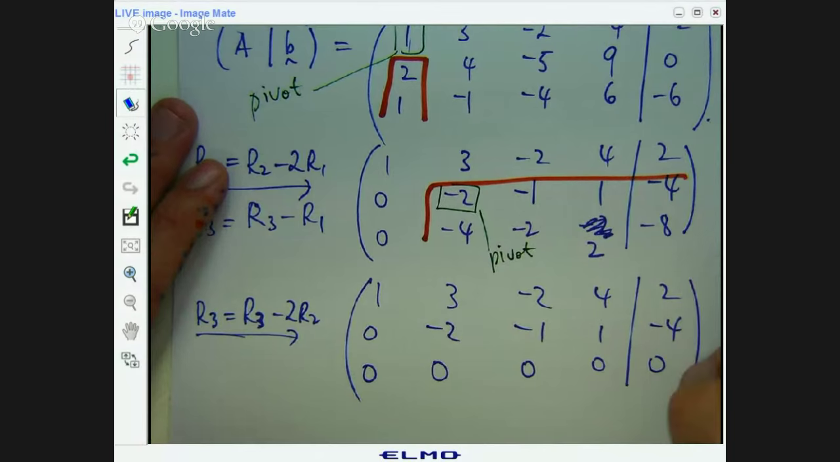So we get a row of zeros down the bottom. That's a good place for the row of zeros to be. Okay, so we now have our augmented matrix in a row echelon form. All the rows of zeros, if there are any, are at the bottom. Every leading entry of a row, as we go down the matrix, is further to the right than the ones above it. So what do we do now?